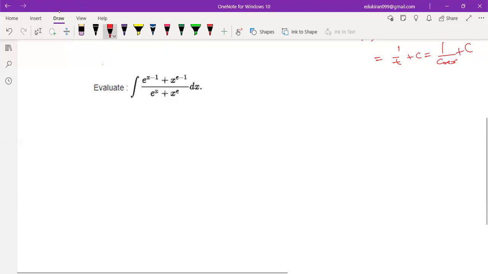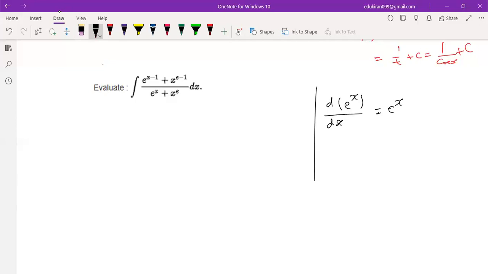Like we all know that the derivative of e to the power x is e to the power x. And we also know x to the power n when differentiated gives n x to the power n minus 1. So from here you can observe how we can use substitution and these derivatives to solve the problem.